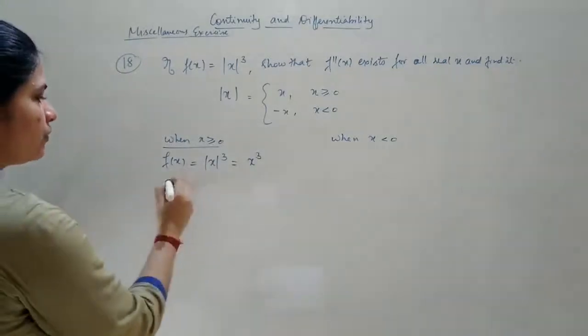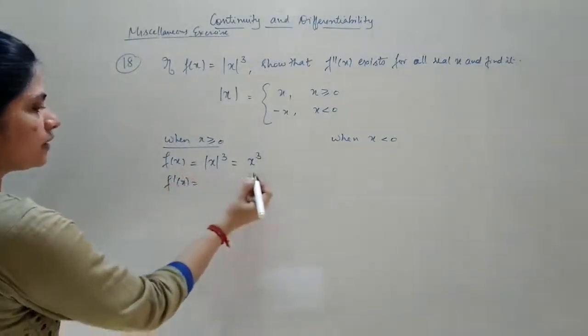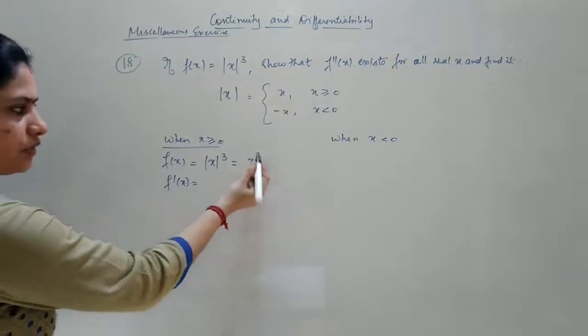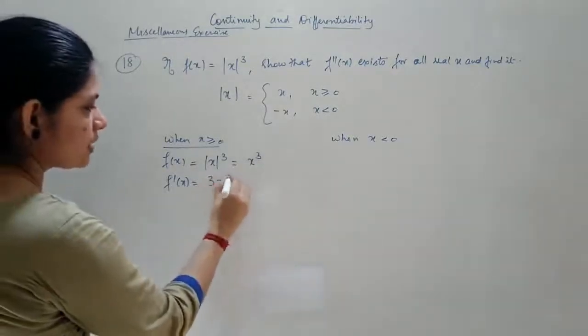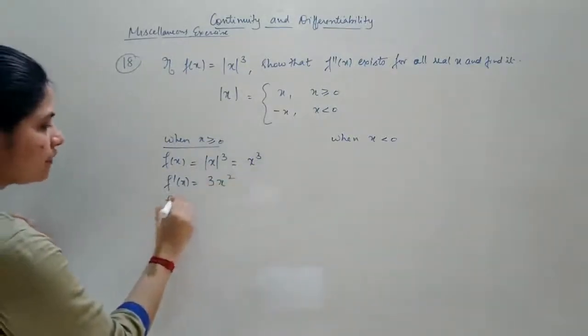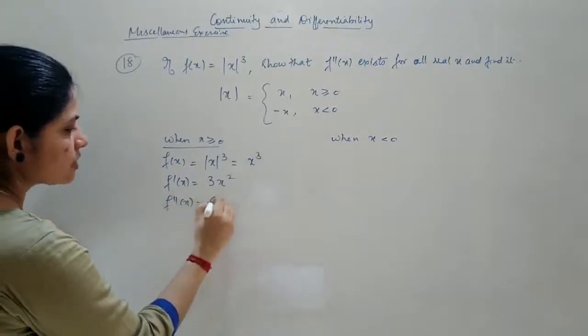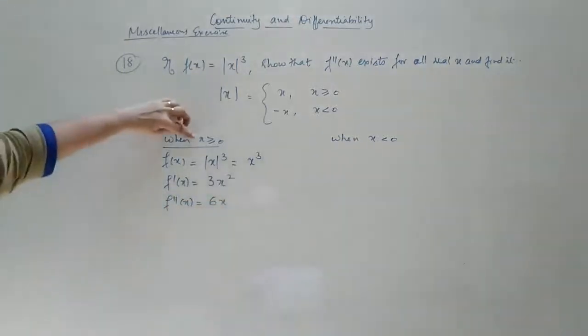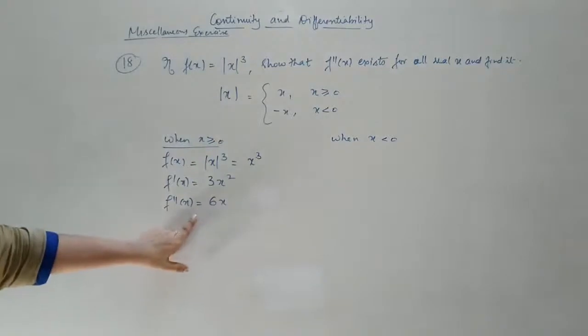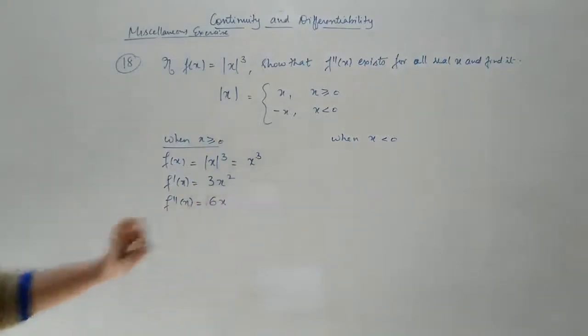Okay. Now what will be f dash for this one? F dash means it is the first derivative of this term. So you will have 3x square here, and f double dash of x will give you 6x. So whenever you have x greater than or equal to 0, your second derivative exists and it is 6x.